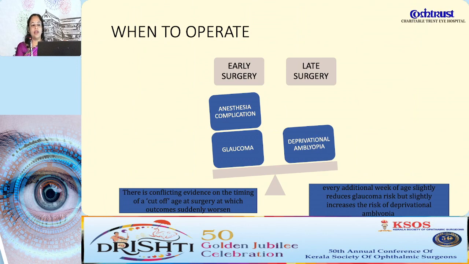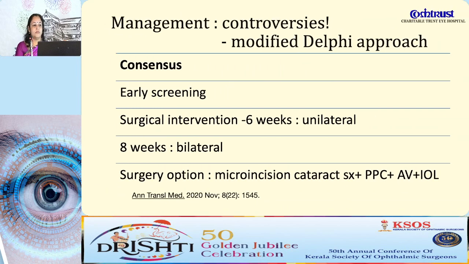Now, when to operate a congenital cataract, whether to do it early or late. Early surgery is always associated with some anesthesia complications and the problem of glaucoma, while late surgery will cause more stimulus deprivation amblyopia. So what is said is that every additional week of age will reduce glaucoma risk, but will increase the risk of stimulus deprivation amblyopia.